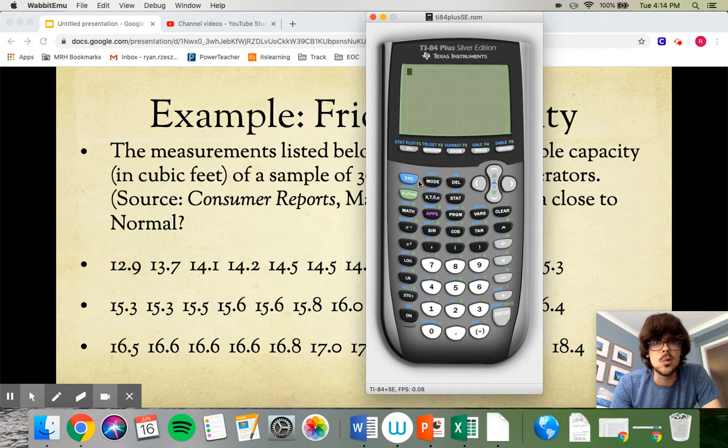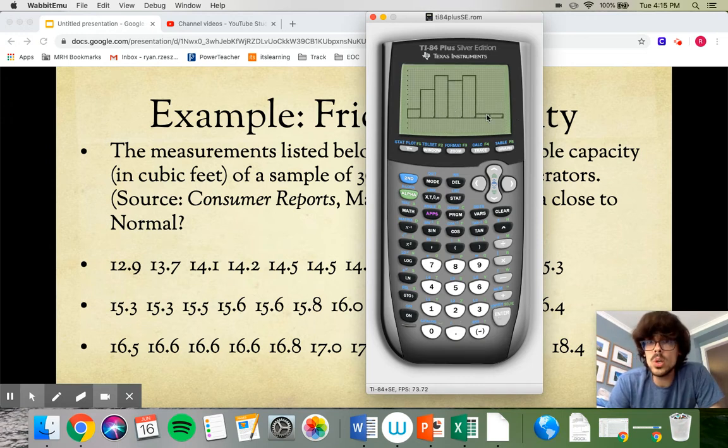Once your data's in there, remember you go second, y equals, and I'm going to turn plot one on, and I'm going to start with a histogram right here, and then we'll go from there. After you do a histogram, you want to make sure you go zoom stats, so zoom 9. And it should make us a pretty decent looking shape right here.